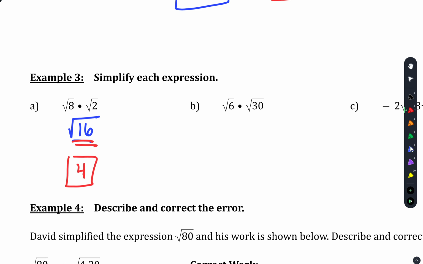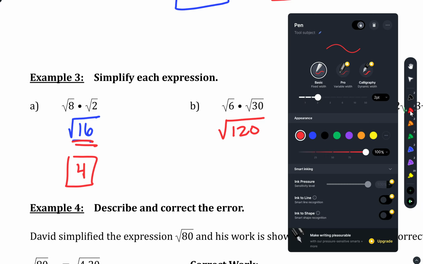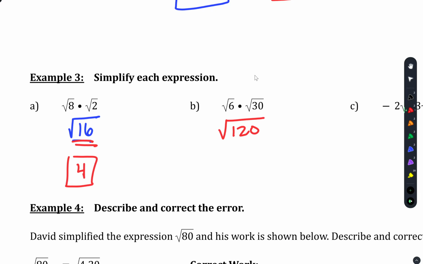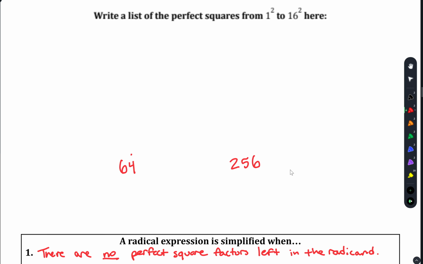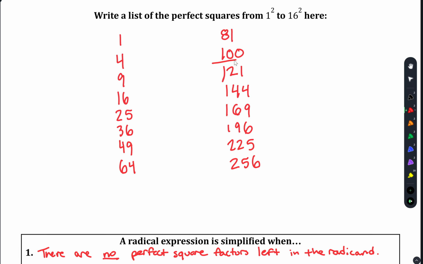final answer. Same process for letter B. 6 times 30 is the square root of 120. I'm going to take 120 and break it into 2 smaller pieces. I'm going to find the largest perfect square that goes into 120. Again, I can go refer back to my list. I would probably end up starting about 100 and then working my way backwards until I figured out what works.